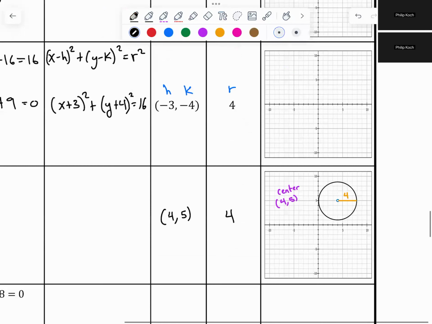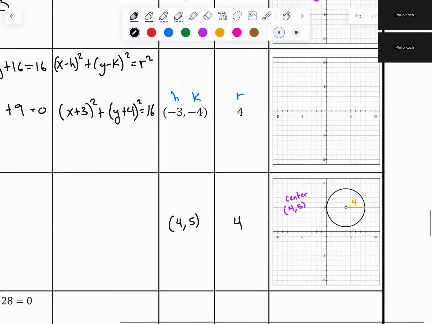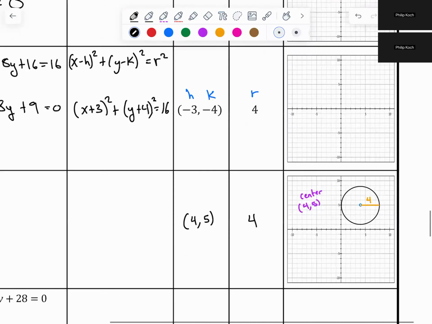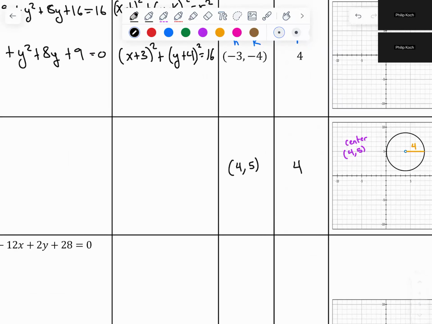Oh, we forgot to graph that one. It's fine. Yeah, you want to graph it at home, be a fun little activity to do.